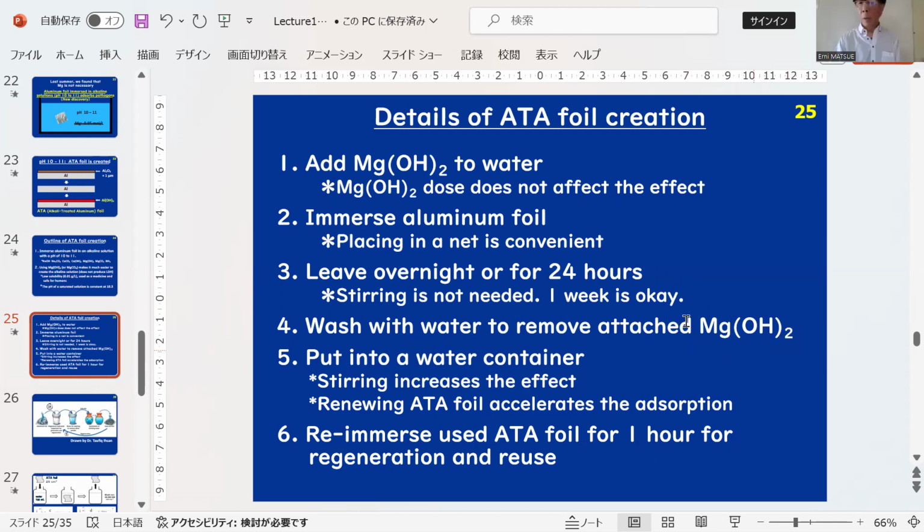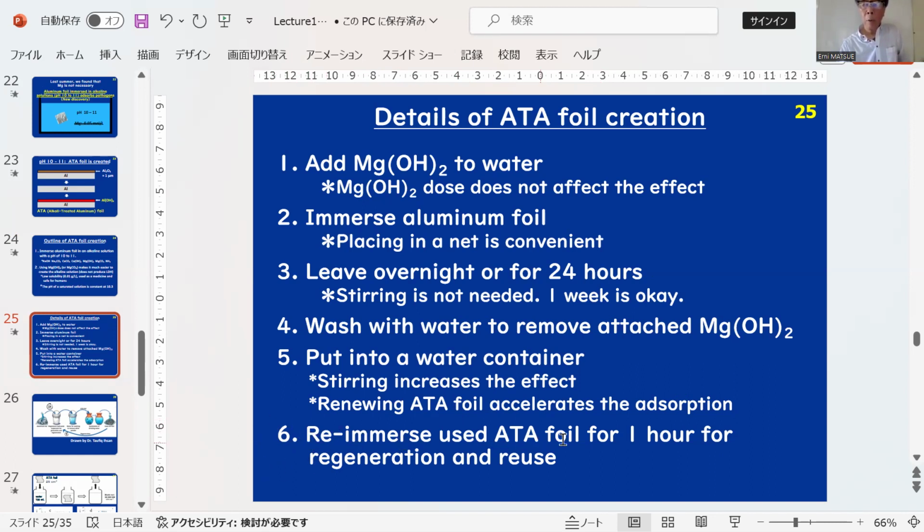But MgO2 is also a medicine, safe for humans, so no washing is also okay. Put it into a water container. Stirring increases the effect. Renewing the HFO accelerates the removal. So the number 6 is very important.